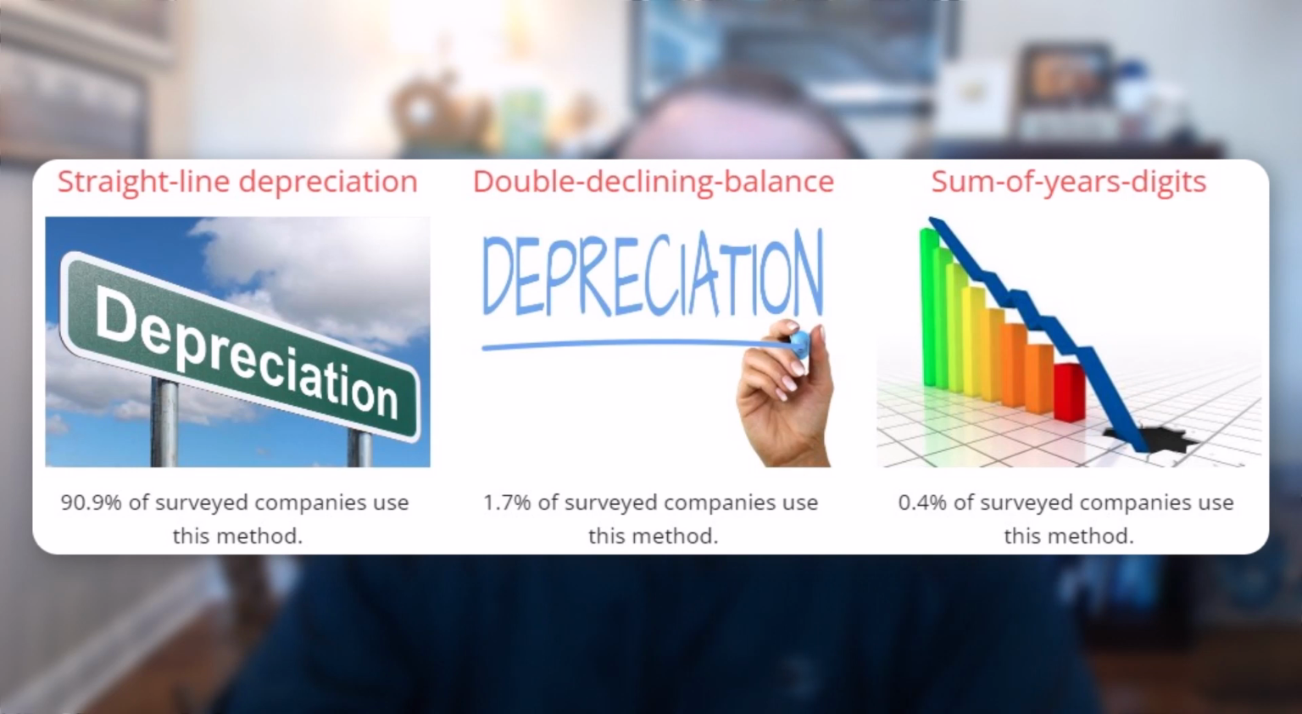And then finally, there's also a methodology called sum of years digits, which is used hardly at all. Only 0.4% of all companies surveyed said that they use this methodology. The sum of the years digits is also a variation of an accelerated method of depreciation. But I would say in most cases, what you're going to encounter in your accounting career is straight line depreciation.